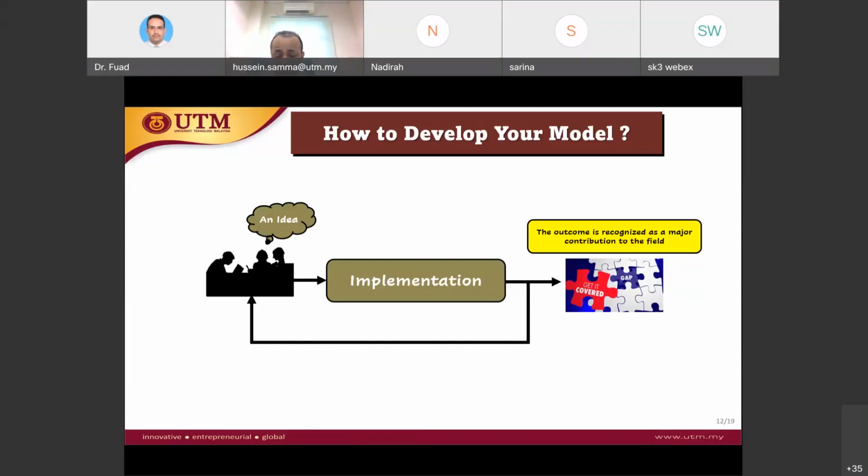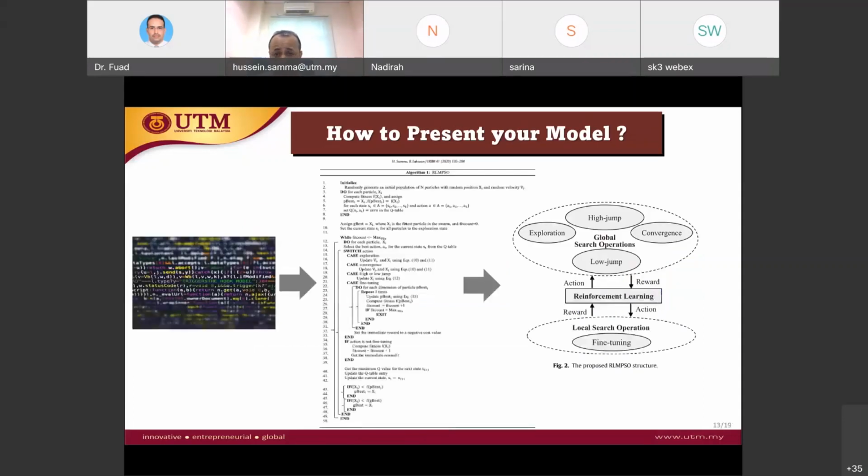All right, after you finish this time-consuming process, we come to the presentation. How can you convert this code to be presented in an academic way? Basically, here we are talking about the algorithms, the flow chart, the figures and so on. This is very important for you. You have to be creative in presenting your models. You convert from the coding to make it readable and clear for the readers.